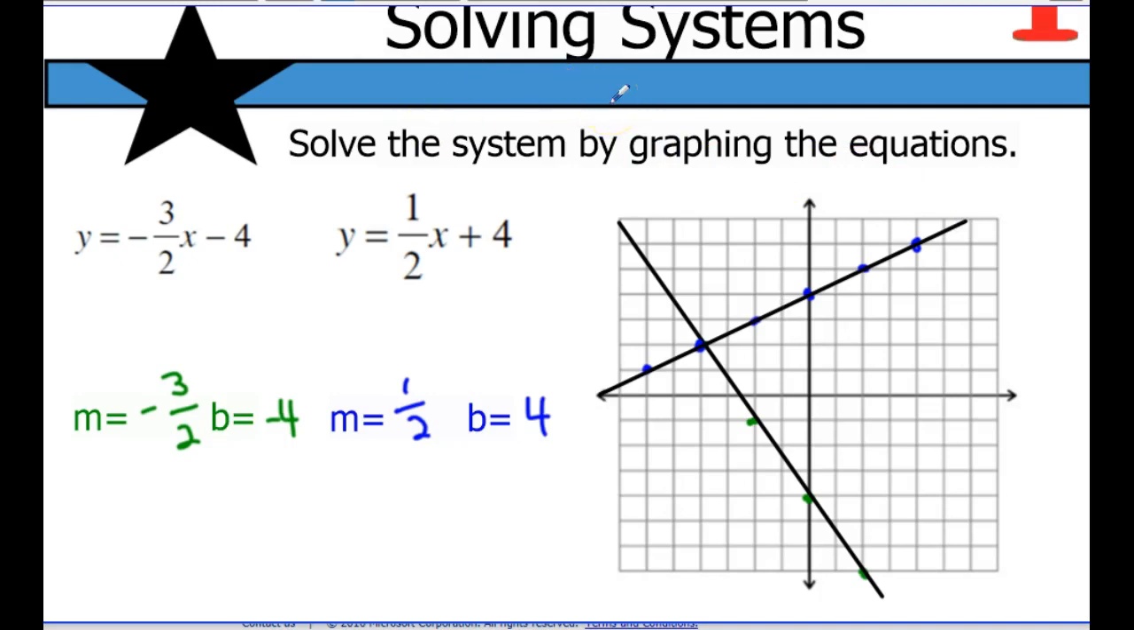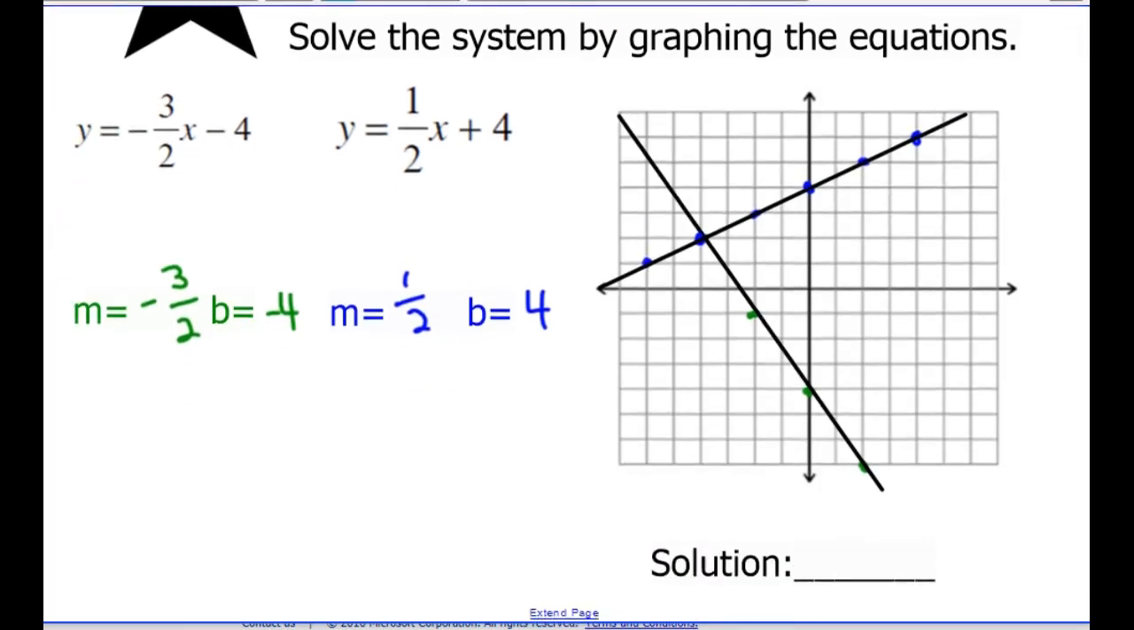So now we have both of our lines graphed, and if we want to find the answer to this, we just look at where our two lines cross. We have to find the coordinates, so we're going to have an x and a y. Our x is going to be over negative 1, negative 2, negative 3, negative 4. And our y is up 1, 2, so negative 4, 2 is our solution.